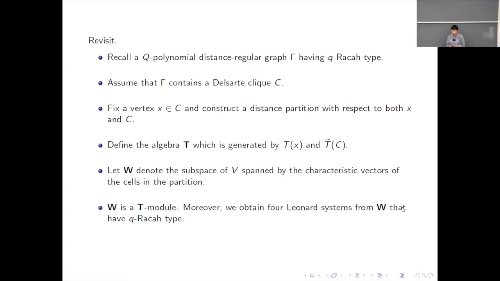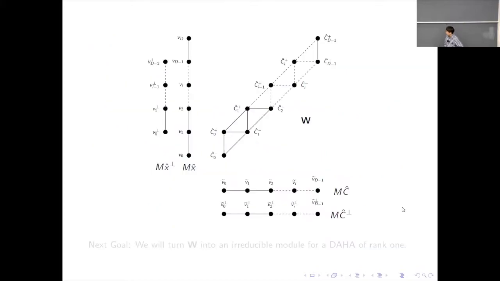We construct a subspace W of V spanned by the characteristic vectors of all cells in the distance partition in staircase fashion. It turns out that W is a T module. Moreover, we obtained a full Leonard system from the W structure that has q-Racah type. That's what we have discussed. So this picture explains everything.